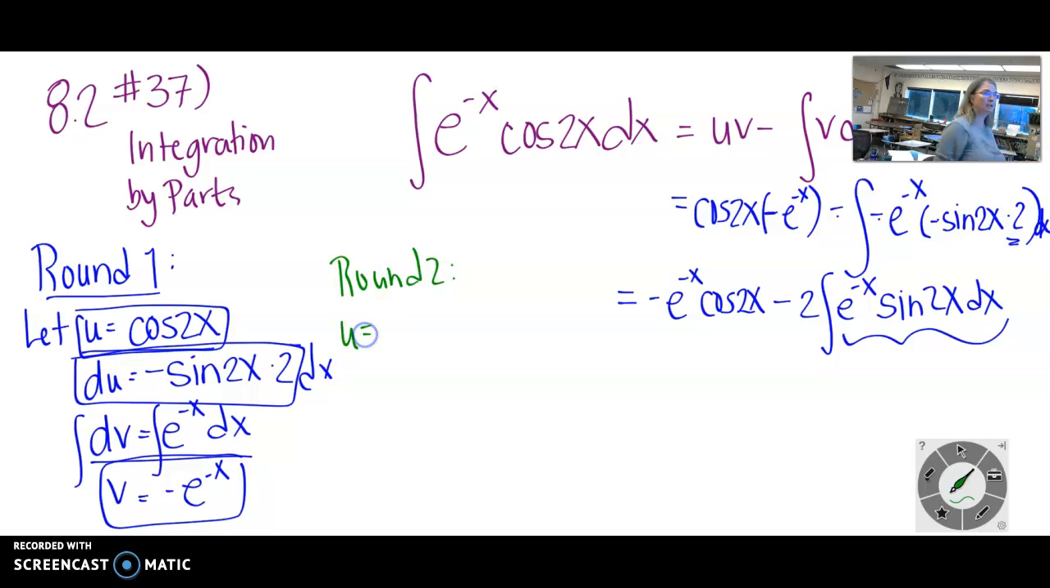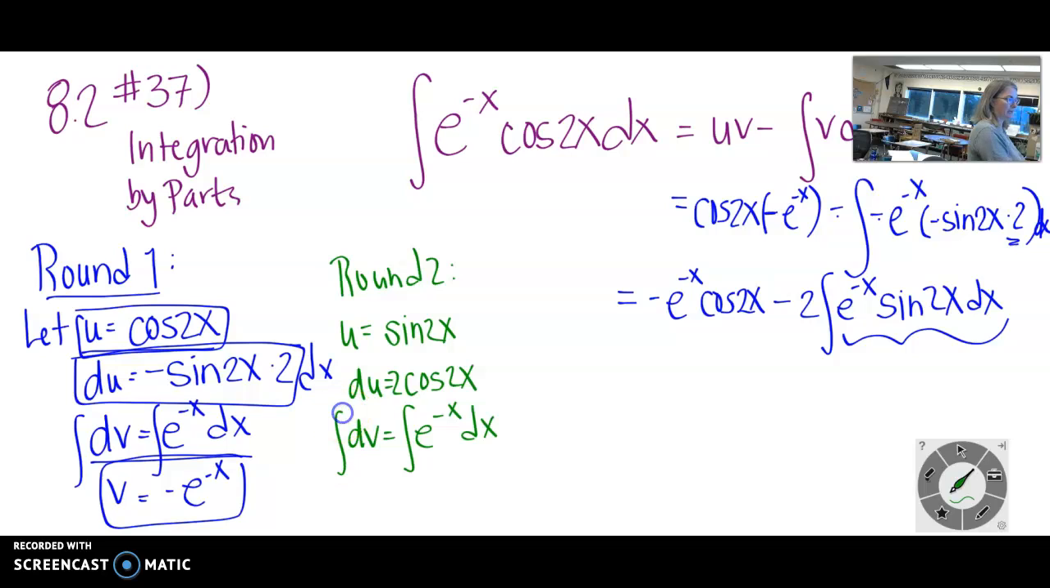And we're going to let u equal sine of 2x. So kind of the same thing that we did over here in round 1. Du would be, well, it's going to be 2 cosine of 2x. And then my dv is e to the negative x dx. And I'm going to integrate to get v. V is negative e to the negative x again. So that looks awfully familiar, but here's my v, here's my du, and here's my u.